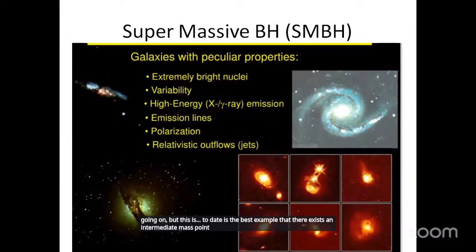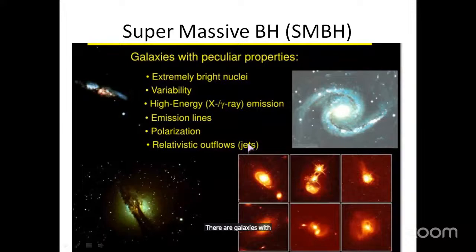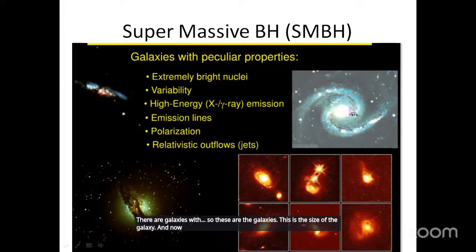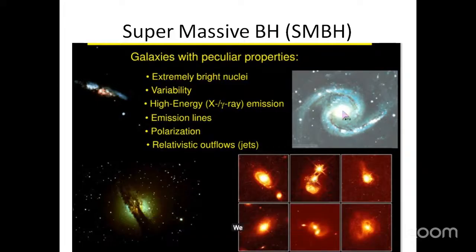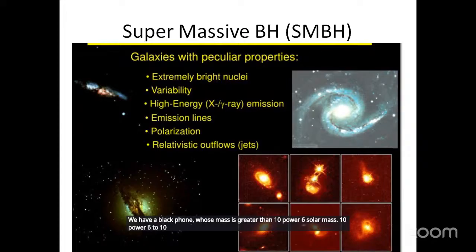Now coming to the supermassive black holes. These are the galaxies, this is the size of the galaxy, and now we know that at every galaxy center we have a black hole whose mass is greater than 10 power 6 solar mass, 10 power 6 to 10 power 9, sometimes 10 power 11. So it ranges from 1 million to 1 billion, something like that.